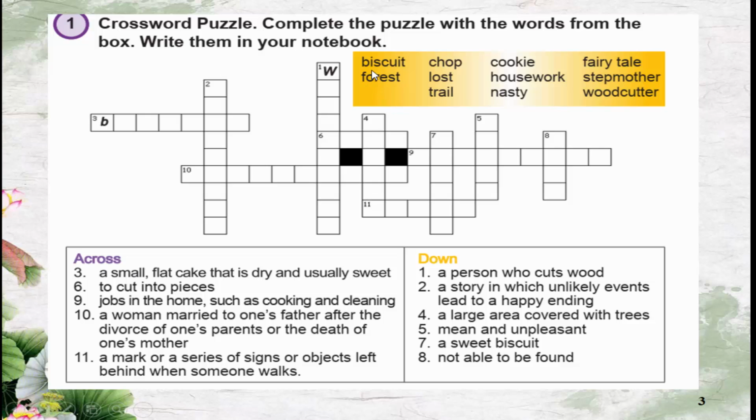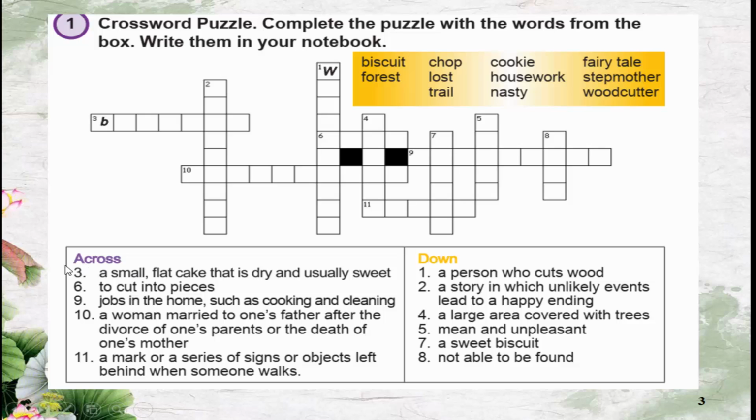The words from the box are biscuit, chop, cookie, fairy tale, forest, lost, housework, stepmother, trail, nasty, and woodcutter. Across means from left to right, and down means from the upper to the lower side. So I will read for you first.